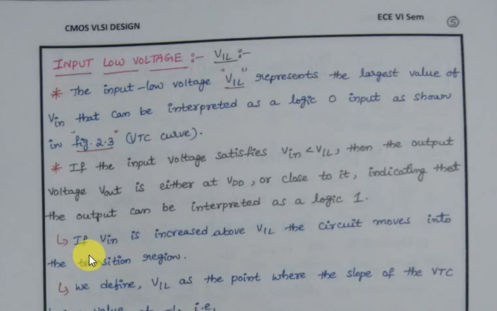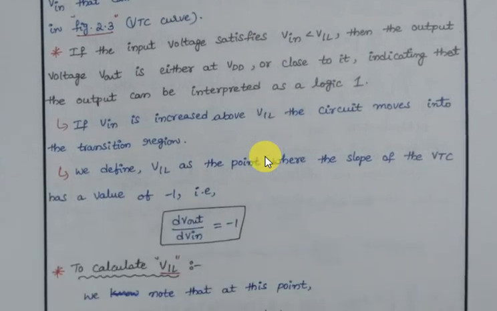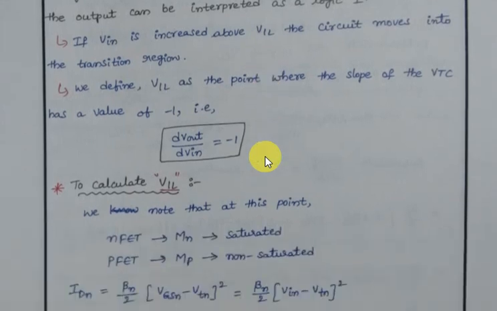VIL in the VTC curve is interpreted as logic 0, and it is the highest value, I mean the largest value, for that. I will explain how to calculate VIL and a simple method to understand it. According to the VTC curve, we know that dVout by dVin is -1, and this is the same for VIL and VIH.